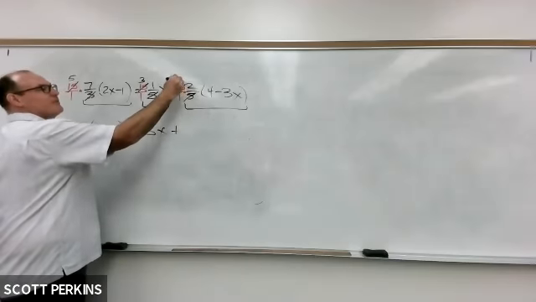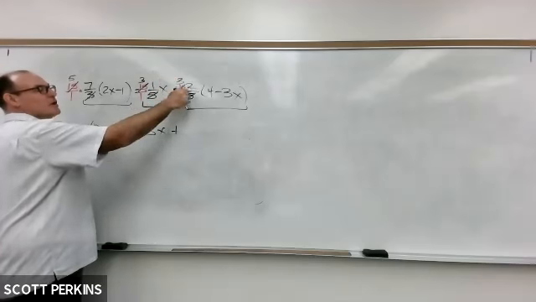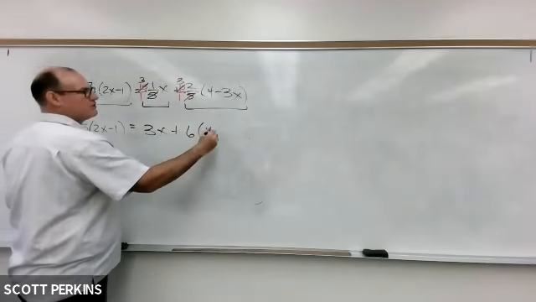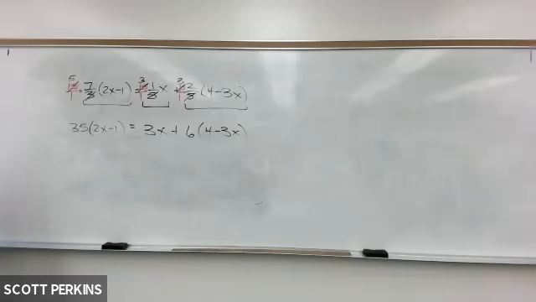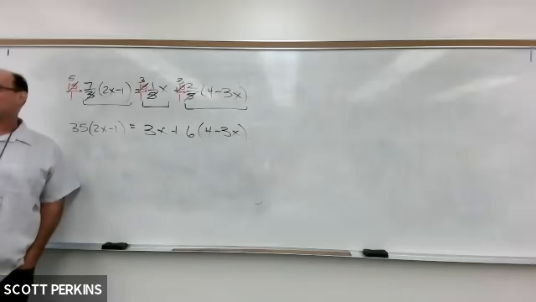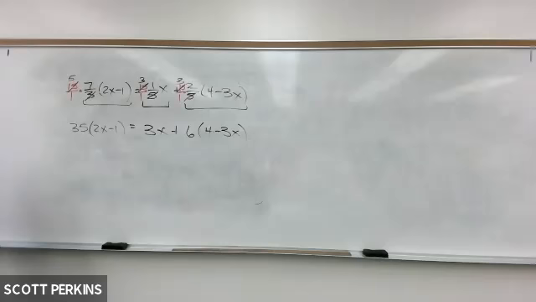5 goes into 15 3 times. 3 times the 2 that was already there is 6. And we'll distribute that in just a moment, times 4 minus 3x. Okay, that's the first, that's the hardest step. The rest of this is just what we talked about earlier that you confidently told me the answers to. Next, I'm going to distribute.